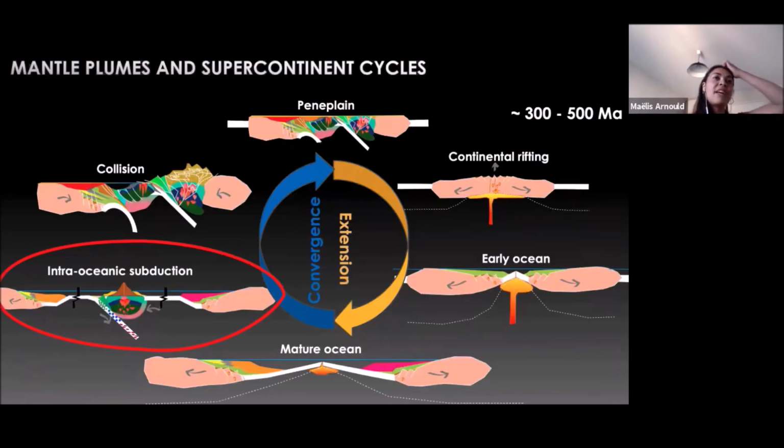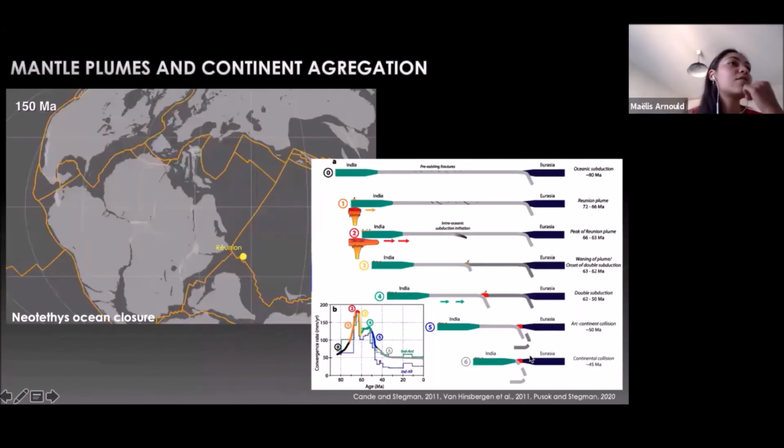Okay, so now let's come back to the supercontinent cycle. During the last part of my talk, I will focus on how mantle plumes can play a role in surface plate tectonics during continent convergence stages. And this is something that's already been proposed, especially in the case of the motion of India towards Asia.